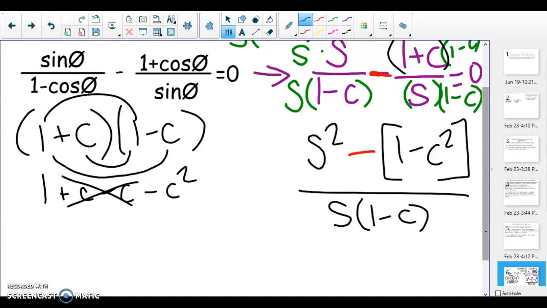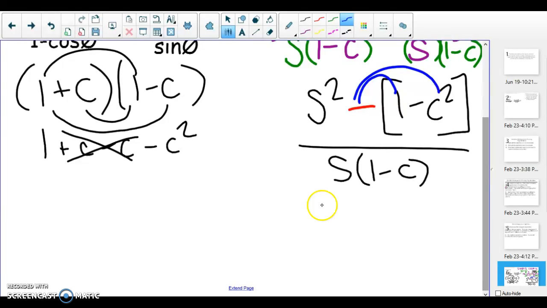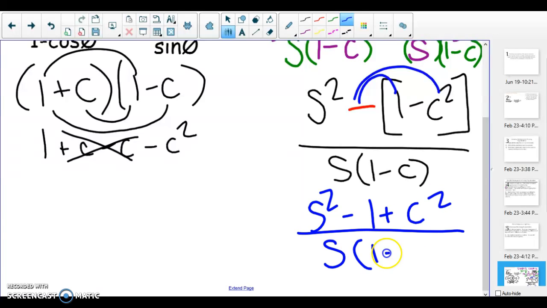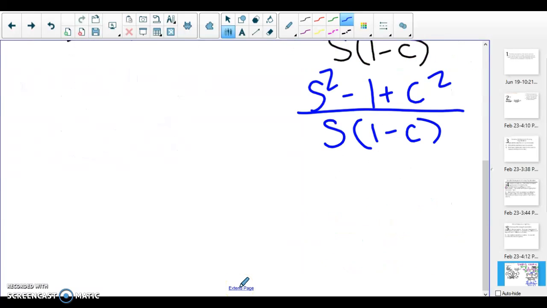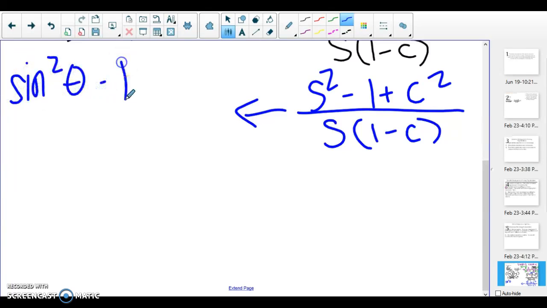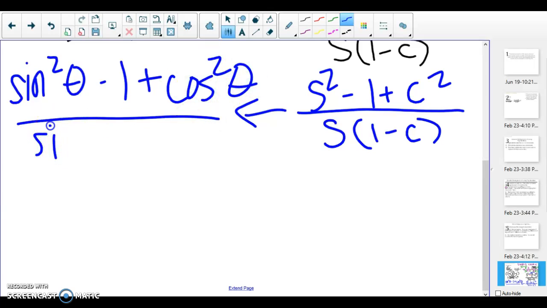Now I think back to my algebra rules, and what happens when I have this minus here? Well, I have to distribute that here and here. If that's the case, I now have s squared minus 1 plus c squared all over s times 1 minus c. At this point in time, I'm going to transfer it back into trigonometry because there are some things that I know that are going to help me. So I now have sine squared theta minus 1 plus cosine squared theta all over sine theta times 1 minus cosine theta.